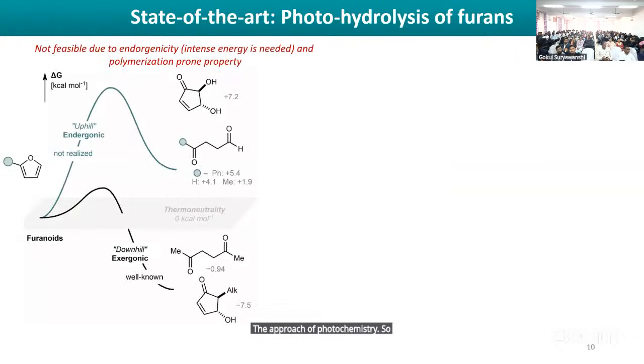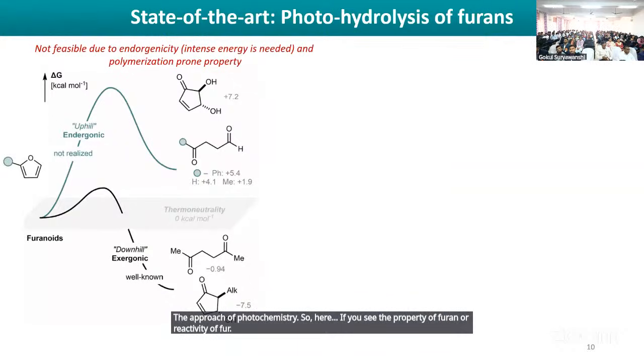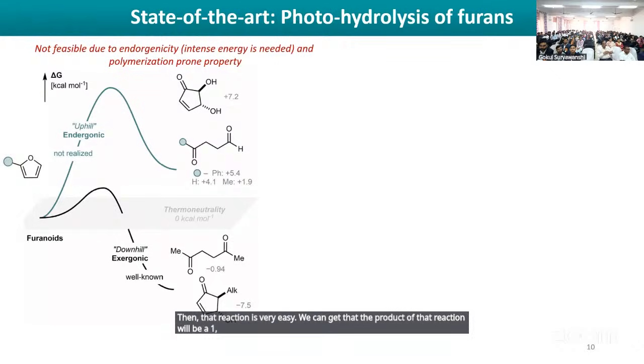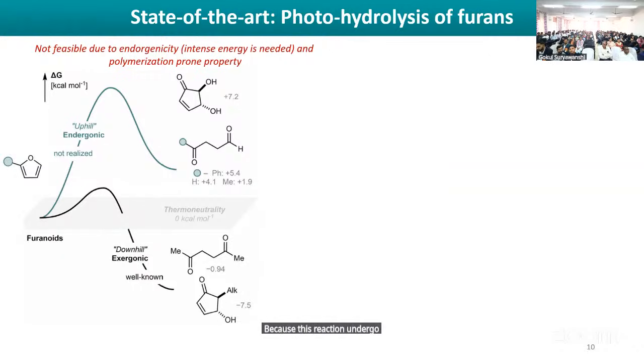So here, if you see the reactivity of furan, then on the downside, you can see when the furan is substituted at the 2nd and 4th position, then that reaction is very easy. The product of that reaction will be a 1,4-diketo compound, which is very easy to obtain, because this reaction proceeds in a spontaneous way. However, if you want to do the reaction of simple furan or 2-substituted furan, then the reaction is non-spontaneous and it needs some amount of energy.